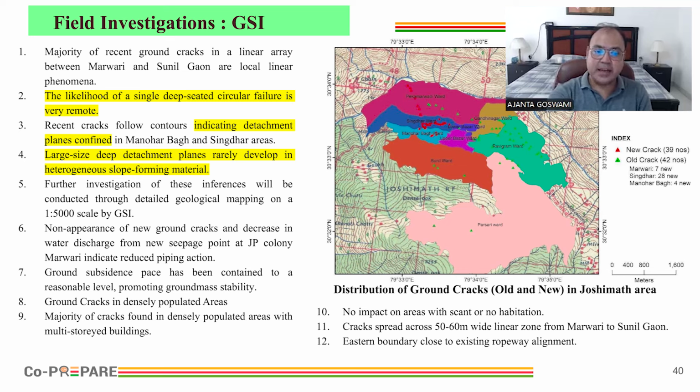Ground cracks in densely populated areas are mapped, and the majority of cracks are found in densely populated areas with multi-storied buildings. There is no impact on areas with scant or no habitation. Cracks spread over a 50 to 60 meter wide linear zone from Marwari to Sunilgaon, with the eastern boundary close to the existing ropeway alignment. This is what their field survey indicates.